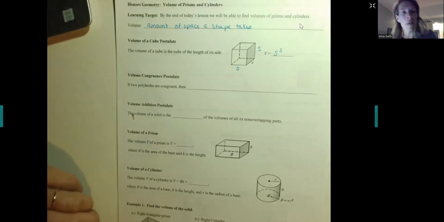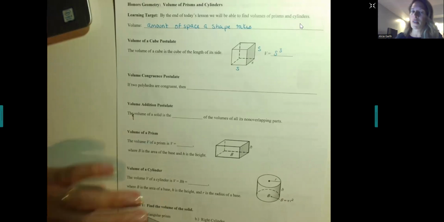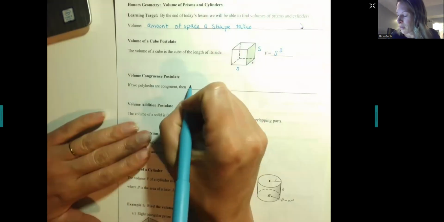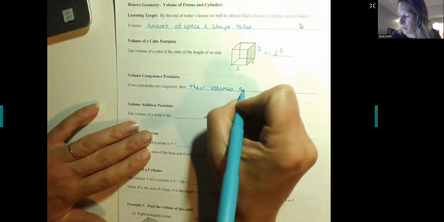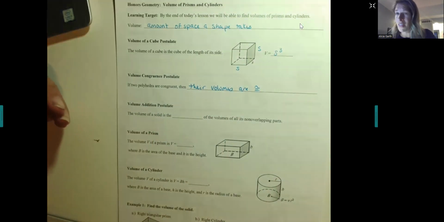We have the volume congruence postulate. It says if two polyhedra are congruent, then their volumes are congruent. And that should make sense to you: if they're congruent, then their volumes have to be the same. They're taking up the same amount of space.